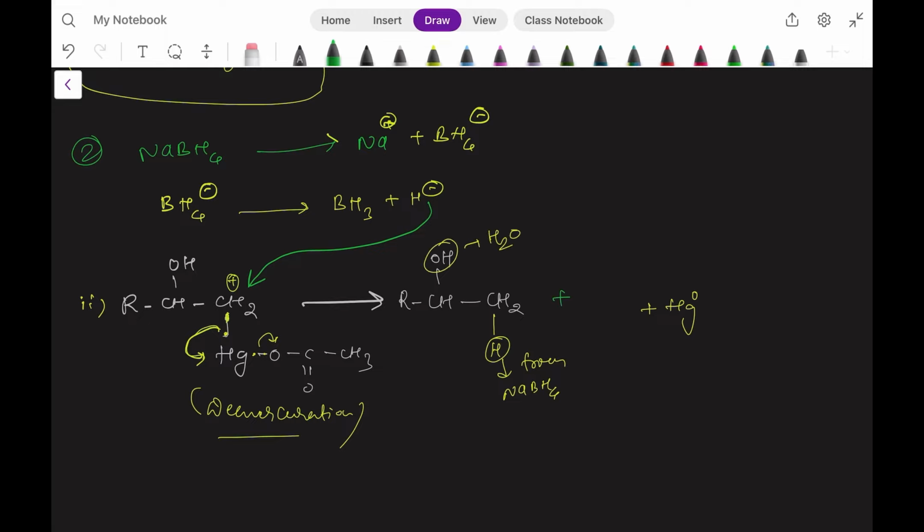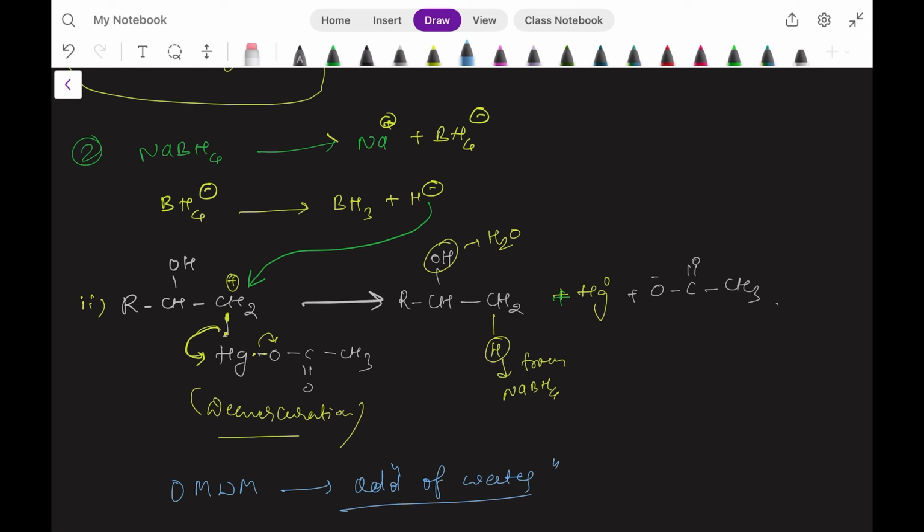So the remaining product as it is, we have Hg along with the acetate derivative. So finally we got the product of what? Indirectly or directly we can say oxymercuration demercuration is nothing but addition of water only. You can see here also OH on the center carbon, H on the terminal carbon. Therefore we call this reaction addition of water, which follows Markovnikov's rule.